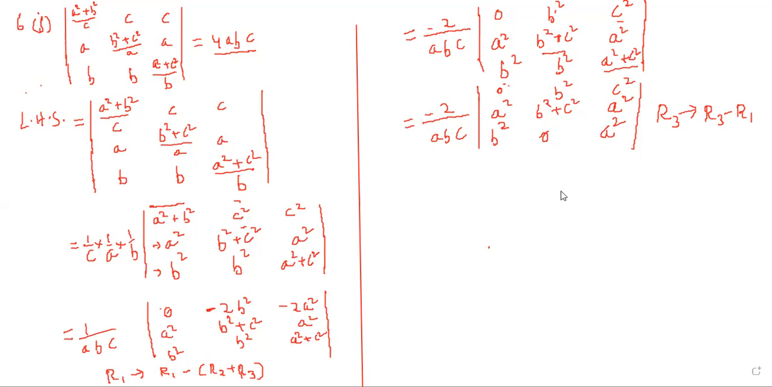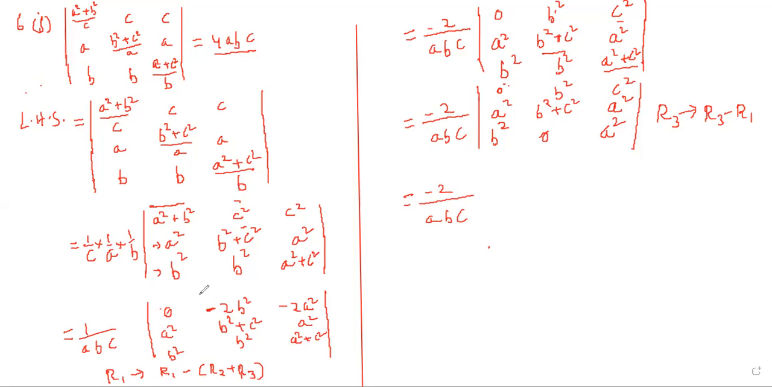Again, one element is creating the problem, which is b square plus c square in the second row. And zeros are also in different rows and different columns. So what should we do now? First we write minus 2 upon ABC as it is. And now we will discuss this question from the first line again.